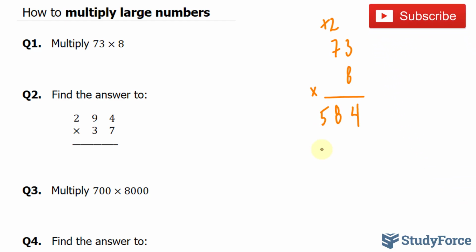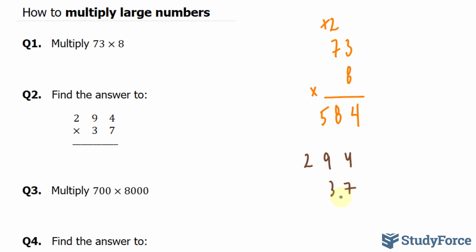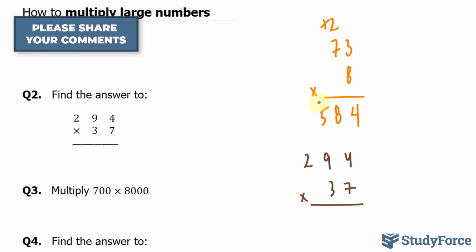Let's move on to question number 2. In question number 2, we have a 3-digit number being multiplied to 37. Notice that 294 is bigger than 37 and it's been placed at the top. Here's how to multiply this. I'll rewrite it over here. 294 times 37. We start with the 7, much like the way we started with this 8.